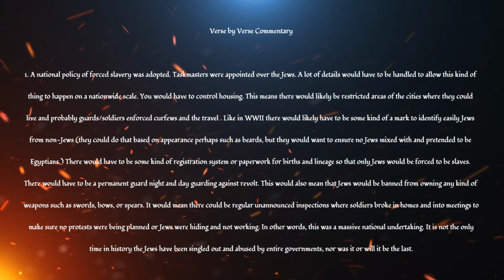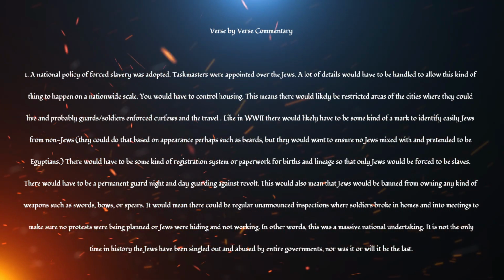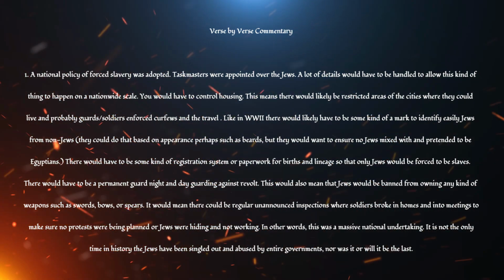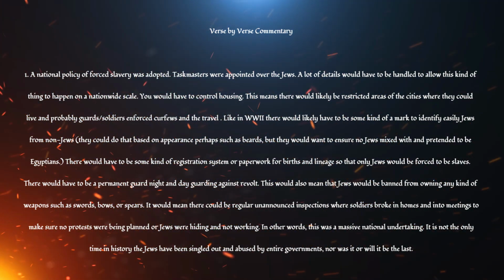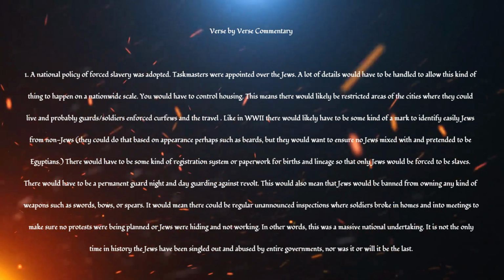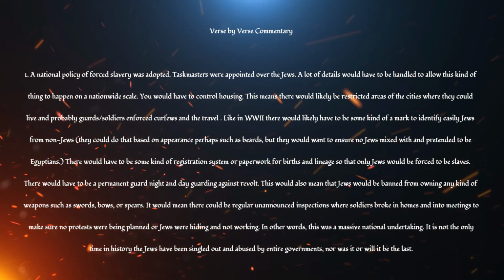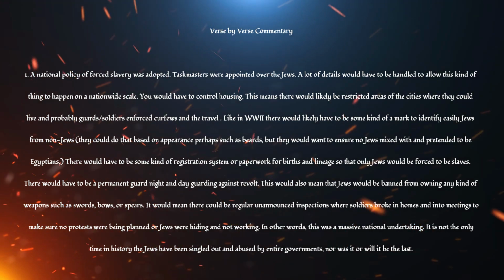Verse-by-verse commentary. 1. A national policy of forced slavery was adopted. Taskmasters were appointed over the Jews. A lot of details would have to be handled to allow this kind of thing to happen on a nationwide scale. You would have to control housing.